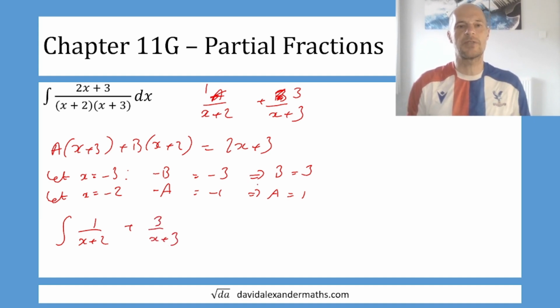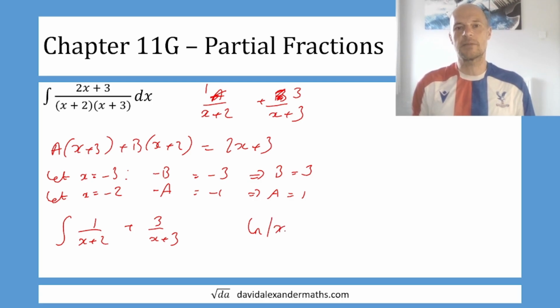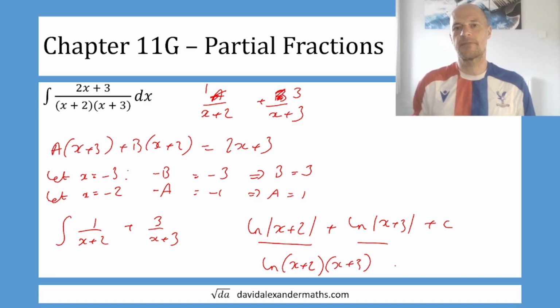Integrating partial fractions will often involve turning it into ln's. The reason why here is because we've got an x + 2 with no power attached to it, and also an x + 3 with no power attached to it as well. So that's going to be the ln of (x + 2) plus 3 times the ln of (x + 3) plus c. And of course we can combine these two logs and write that as the ln of (x + 2) multiplied by (x + 3) plus c. And there we have it.